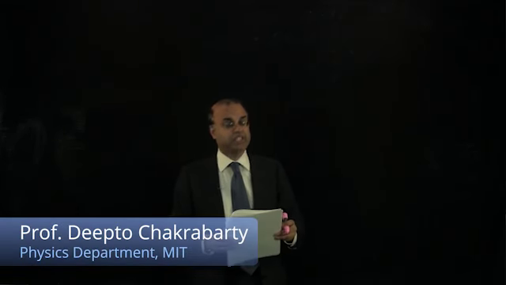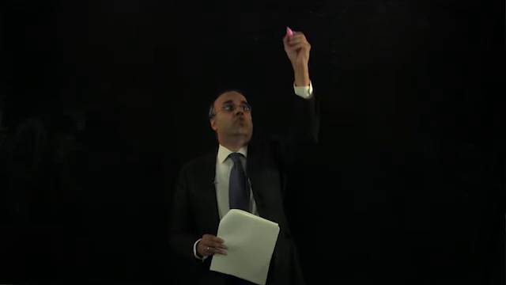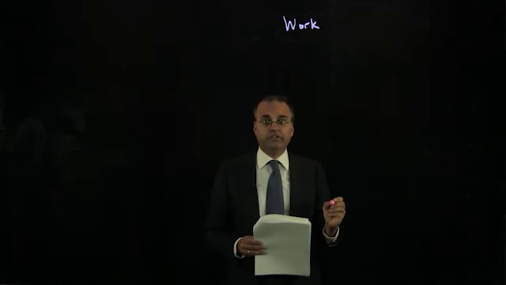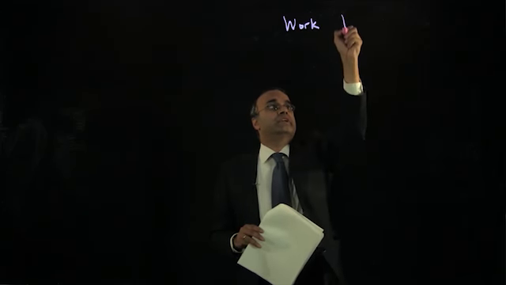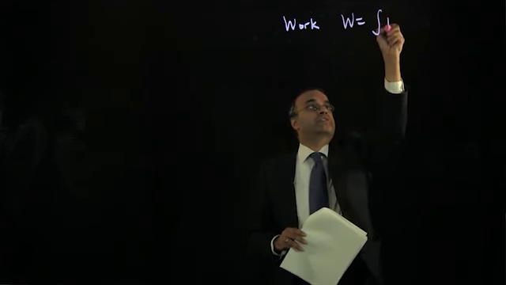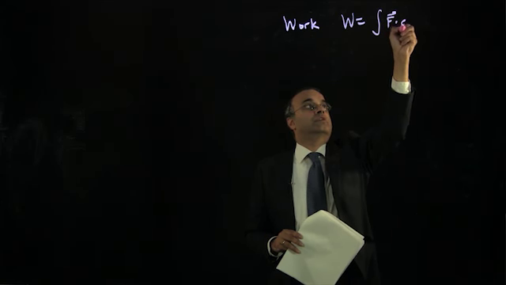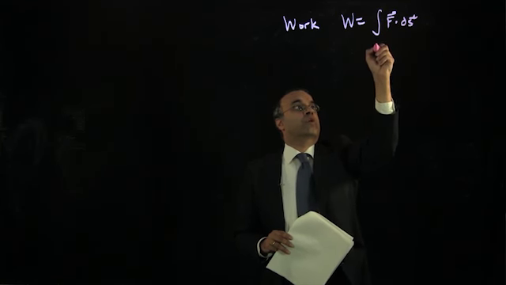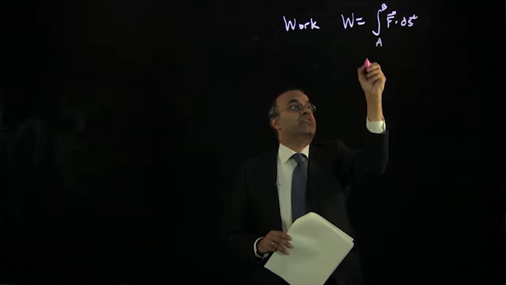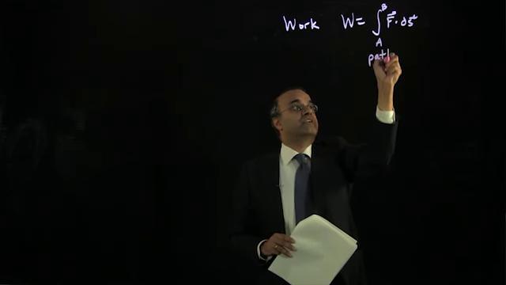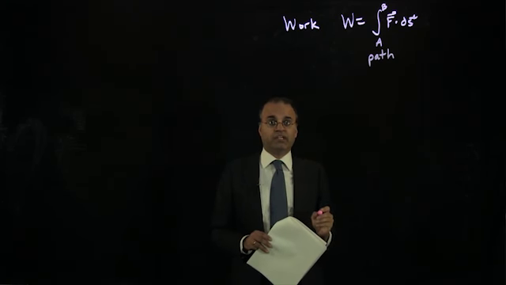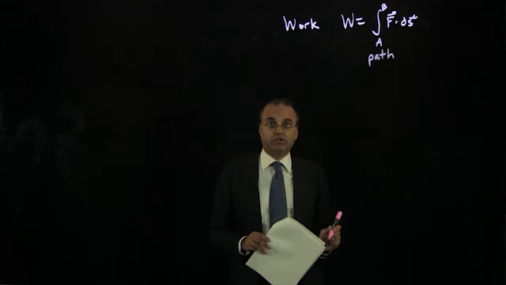Let's review what we've done this week. We've seen that the work done by a force along a trajectory from point A to point B can be written as the integral of the dot product of that force with the displacement going from point A to point B, where we note that this integral in general must be evaluated over the particular path taken from point A to point B. This is called a line integral or a path integral.